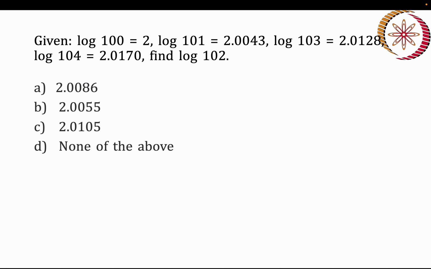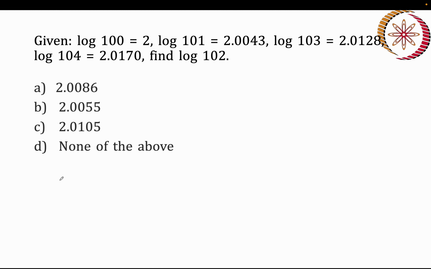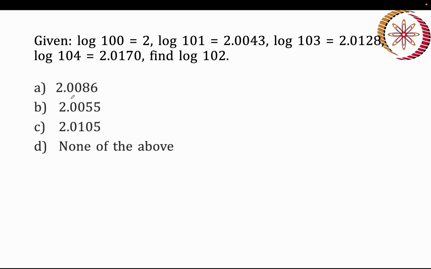So, the first question is: given log 100, the values are given. Log 100 is 2, log 101 is 2.0043, log of 103 is 2.0128, and log of 104 is 2.0170. It is asked to find the log of 102.